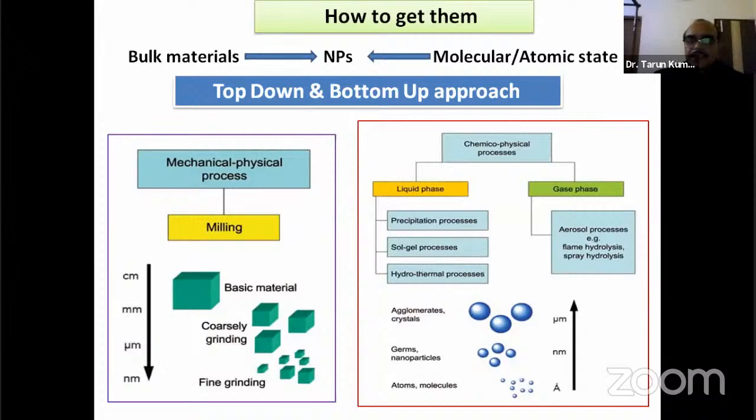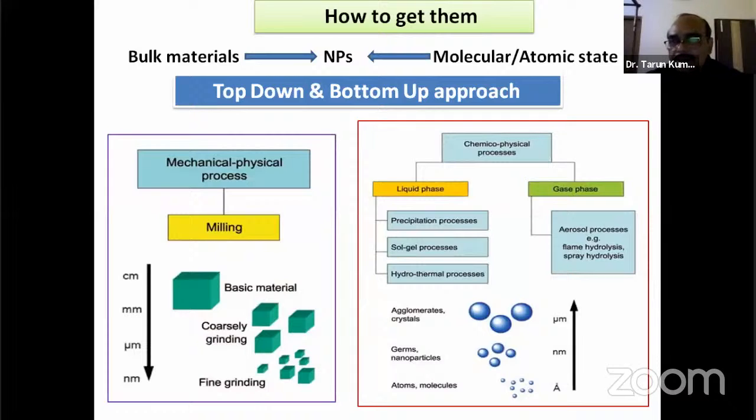So that's why two processes are mentioned. One is the top-down method, another is the bottom-up approach. In the top-down method, from the mining process, you have to take some materials, maybe at the centimeter level, then after breaking, get the fine particles in the nanometer range. That is what we call the top-down method.